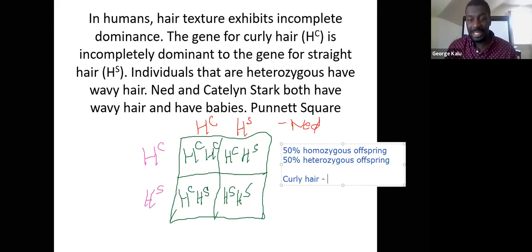So it's not going to be 75%, it's 25%. So Brianna got this one right. It's going to be 25% because you're looking for the HCs. Remember, HC is going to give us curly hair, right? That's going to be an HC. What about the likelihood of having, I'll put, straight hair?